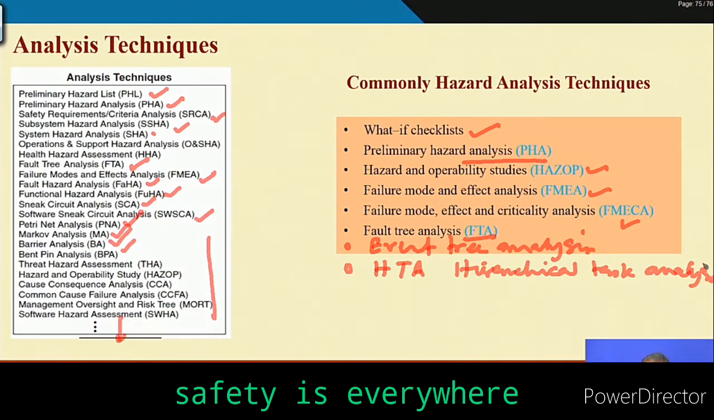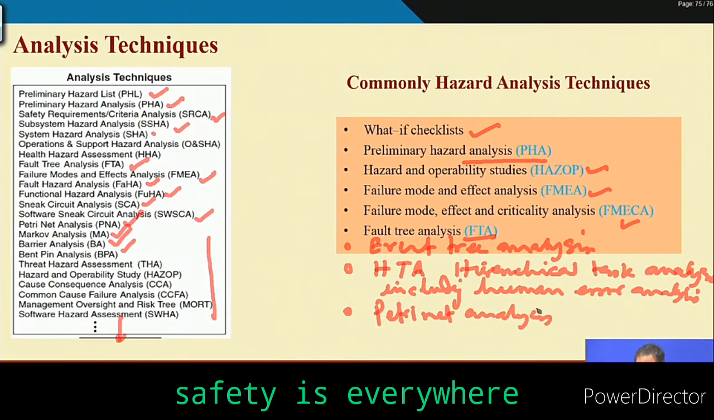including human error analysis is another important one. And from the software engineering hazards point of view, Petri net analysis is used.